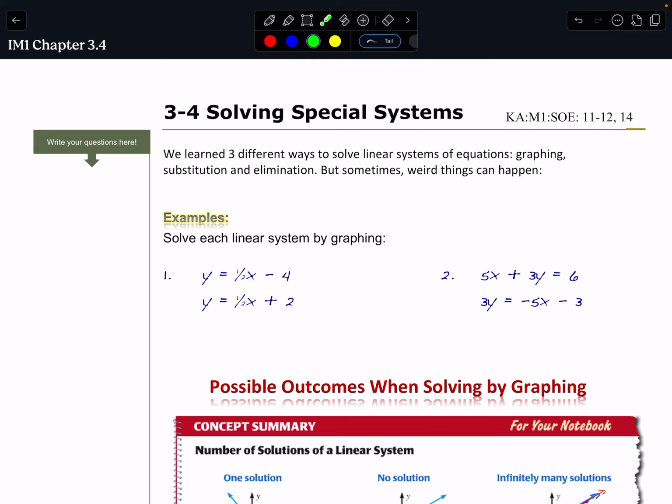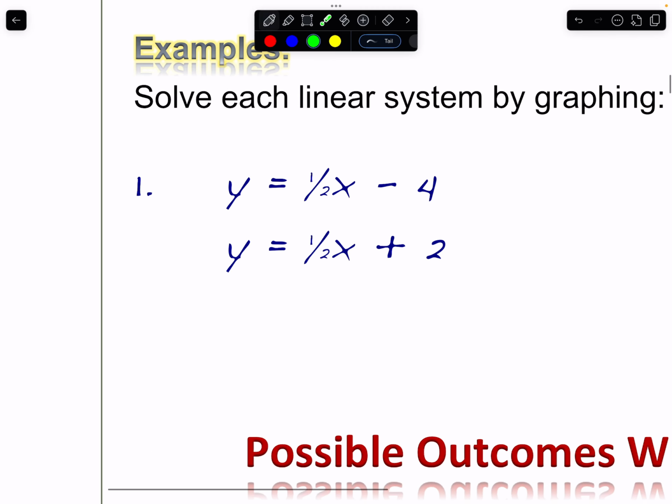So far, in 3.1, 3.2, and 3.3, we have seen different ways to solve linear systems of equations. In 3.1, we saw graphing. In 3.2, we did substitution. And in 3.3, we saw elimination. But so far, I've given you nice systems that have one solution. And that's not always the case. Sometimes weird things happen. And here is our first example of that.